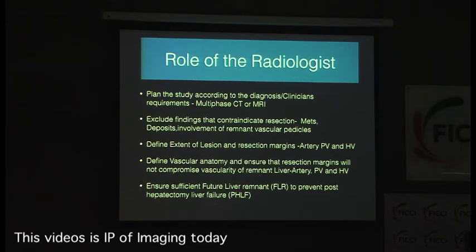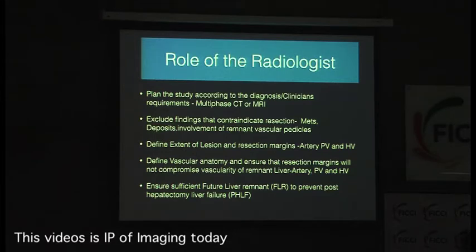Then you have to exclude findings that will contraindicate resection. So this is something I've seen many times. Sometimes my junior colleagues are really excited. They've spent a lot of time discussing the arterial and venous anatomy, and then you see a nice omental nodule lying in the pelvis. So make sure that doesn't happen to you.